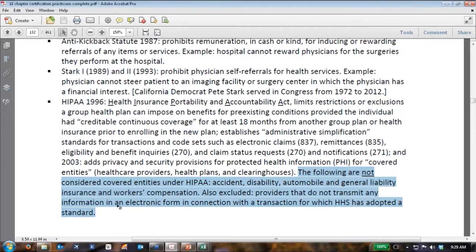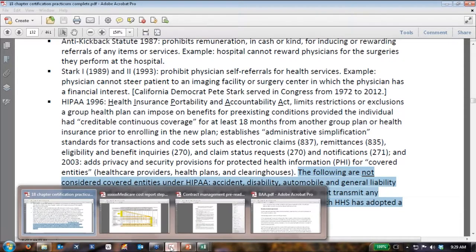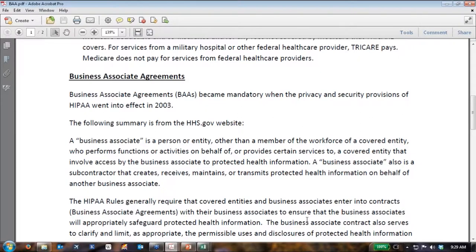Now, one thing I want to add here, and that is that business associate agreements are also part of HIPAA. This is not in your book. This is something I just thought about adding very recently after putting the book together, after someone told me that there were some questions about business associate agreements on the exam. So I'm going to email this section on BAAs to Brad and allow you to add that to your material.